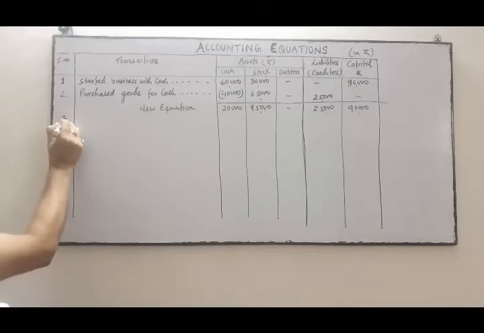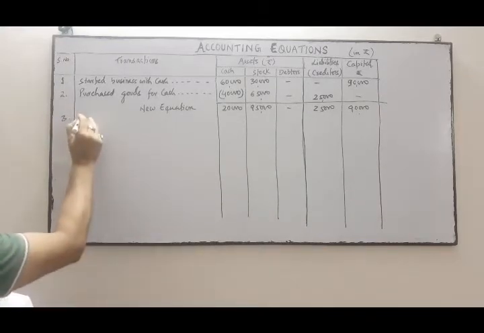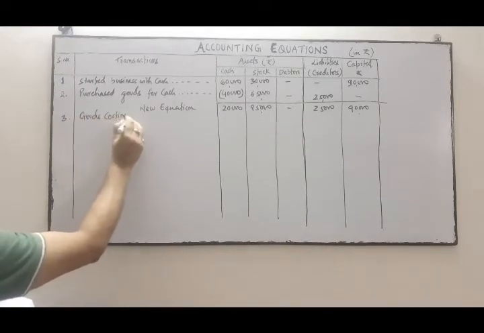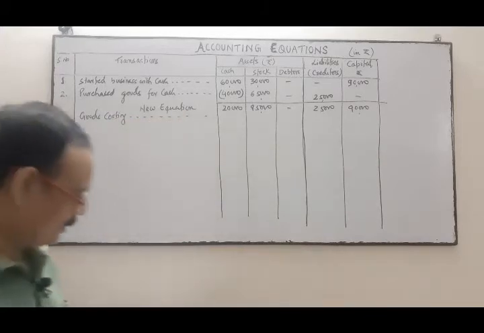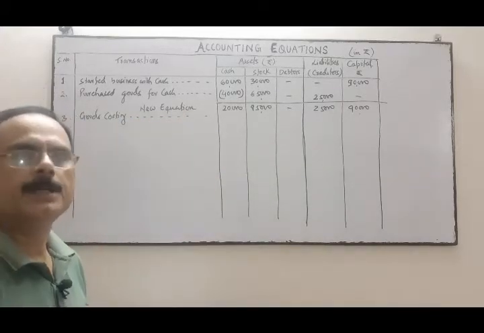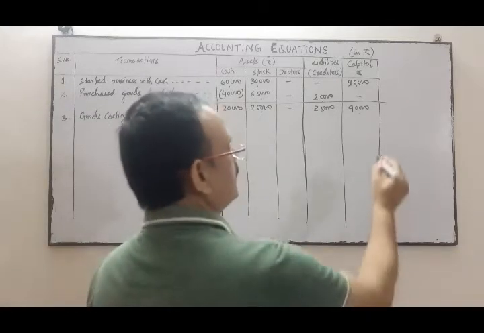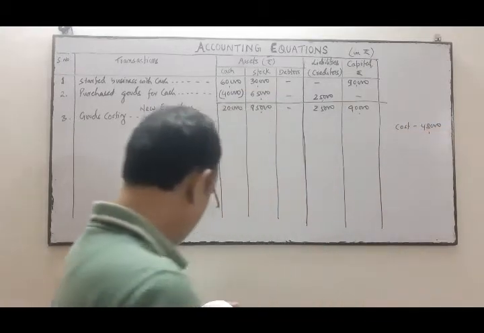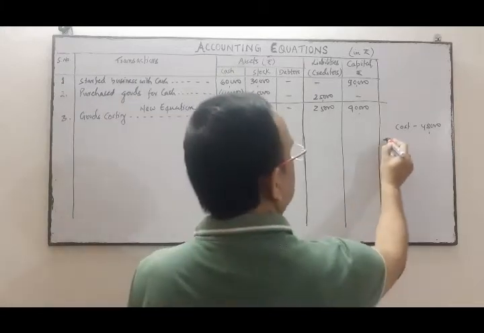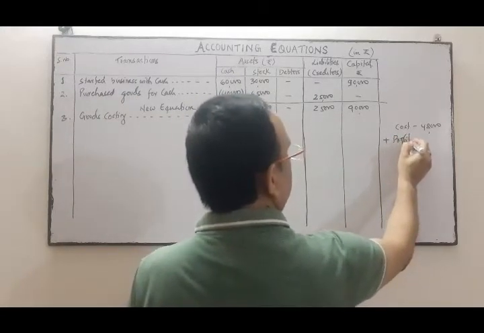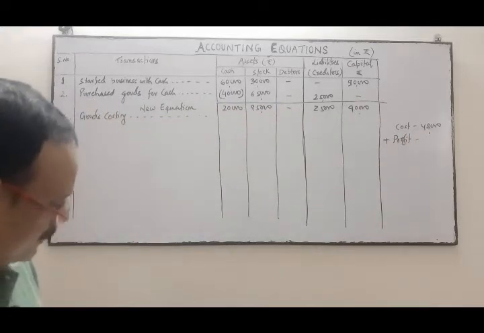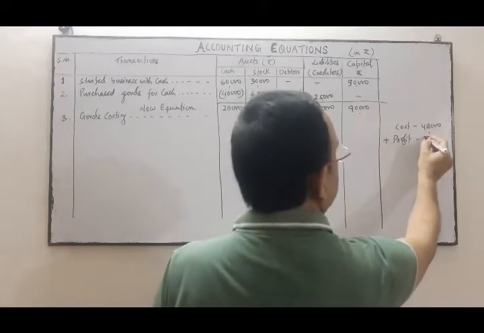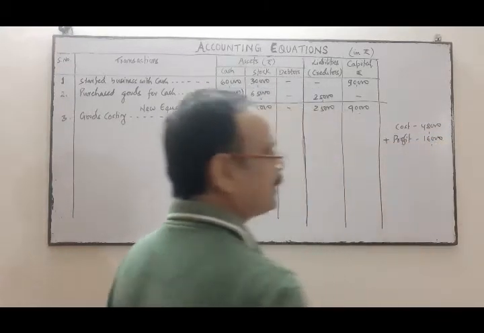Now come to the third one. Third, goods costing rupees 48,000. Write down the whole statement, the complete statement. The cost of the goods is 48,000, sold at a profit of 33 and 1/3%. So we have to find out the 33 1/3%.